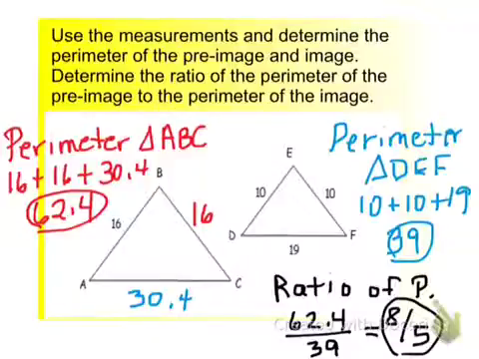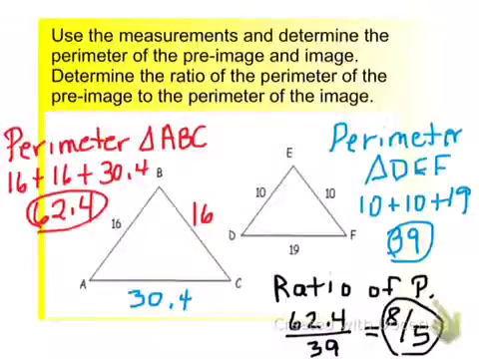Next, it wants me to use the measurements and determine the perimeter of the pre-image and the image. Determine the ratio of the perimeter of the pre-image to the perimeter of the image. So I put my values that I found in the previous slide, 16 and 30.4, on the missing sides. And remember, to find perimeter, you add your sides. So the perimeter of ABC would be 16 plus 10 plus 30.4, which gave me 62.4. And to find the perimeter of triangle DEF, I added the sides, 10 plus 19, and got 39.